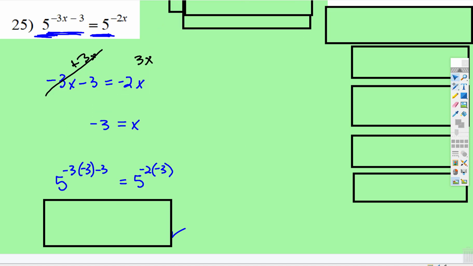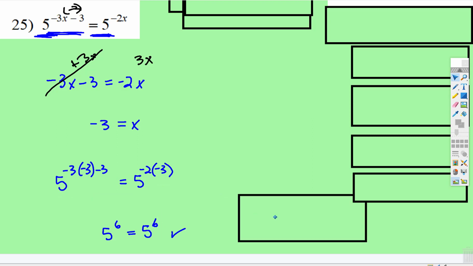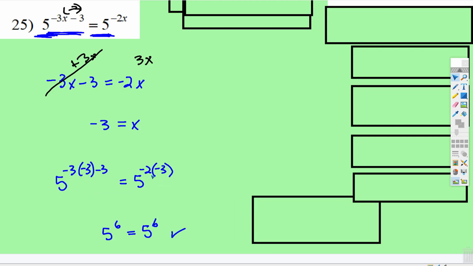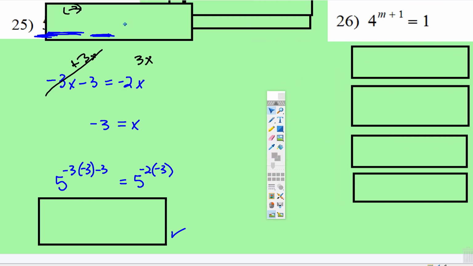And then what you want to do is check your answer. So plug -3 back into the original expression, right there, -3. -3 times -3 is 9. 9 subtract 3 is 6. And then -2 times -3 is 6. Those two equal each other. So it works.